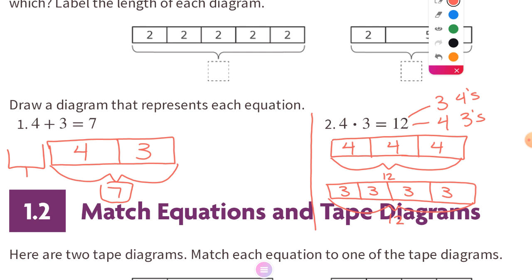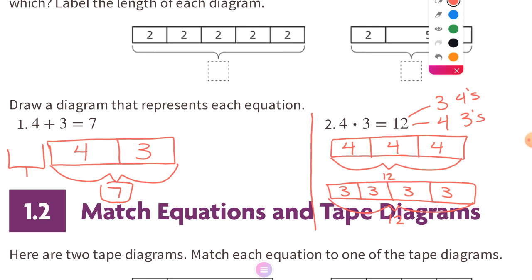Does anybody know any other problems that I could pull from those 2 models? Brady? Lexi? 12 divided by 3. Yeah, because if I take 12 and divide it into 3 equal parts, what is each part worth? 4. Remember, in a division problem, it's our dividend, which is our total, and then the divisor and the quotient are either the number of parts or the size of each part. So we could pull a division problem.